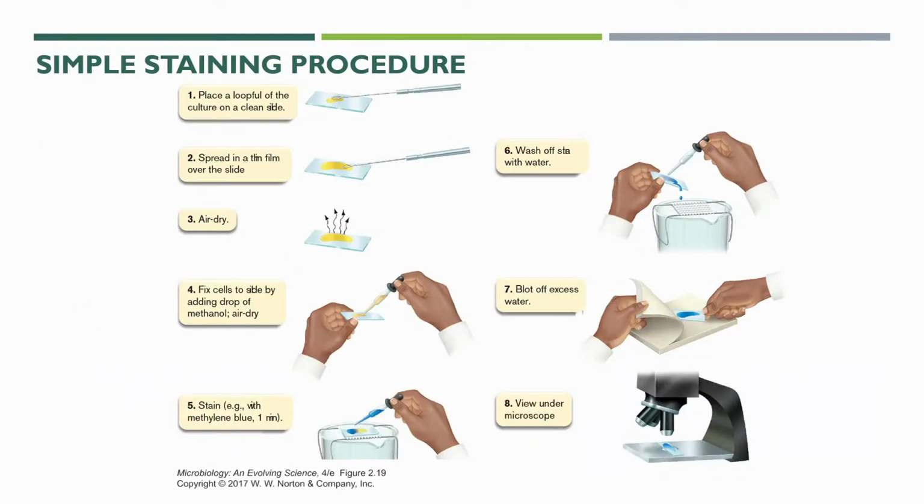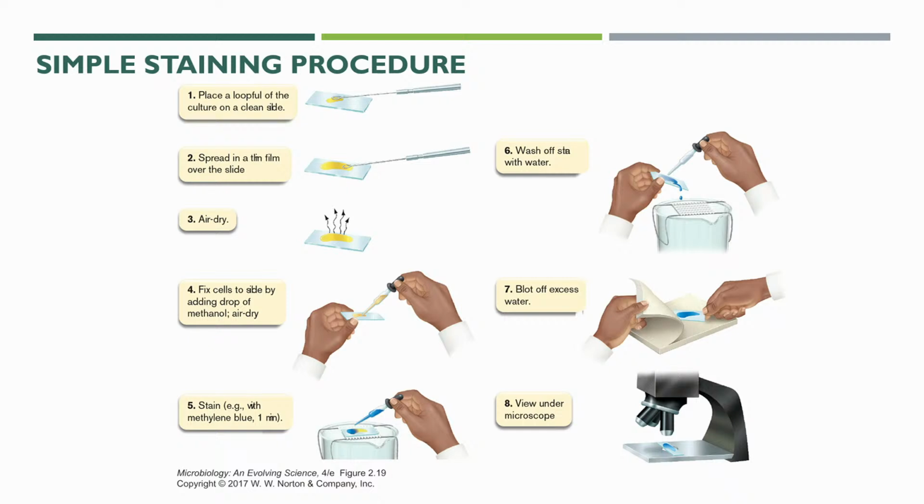So just to give you a little bit of an introduction to what this procedure looks like, I'll have this in lab as well. But what you're going to do is you're going to take a loop full of the culture that I give you. You have these loops in your drawers. You'll put it on the slide and you're going to spread it in a thin film over the slide. And then you're going to let it air dry just to make sure that it's on there, because if you were to just put it through the flame to fix it, which is the next step, then it'll all evaporate and dry off. So you make sure it air dries on its own, and then you do the heat fixing step.